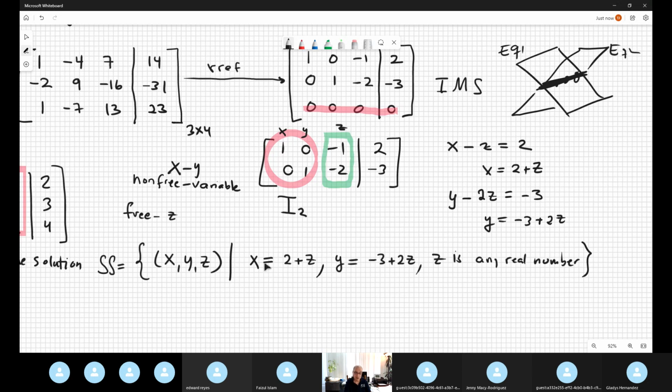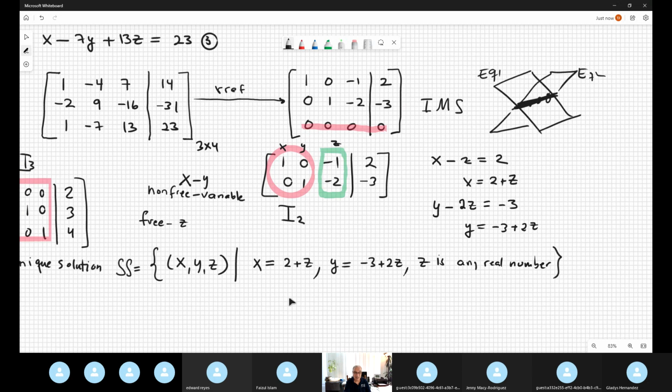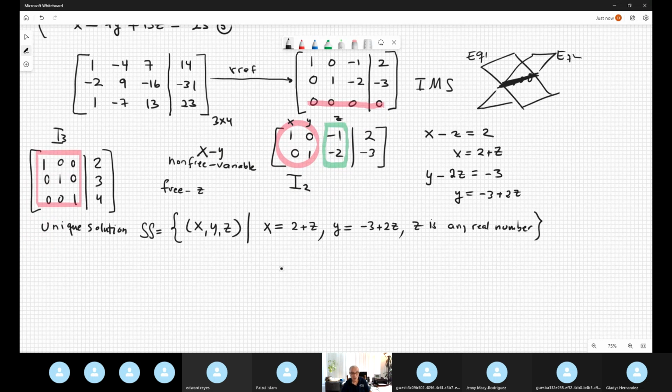Another possibility to indicate this answer, which frequently in ALEKS they want you to indicate using x, y, z. Specifically in this example, x is 2 plus z, comma, y is minus 3 plus 2z, and z is free. This is equivalent to this, either way. Do you understand very well? Yes? Cool?